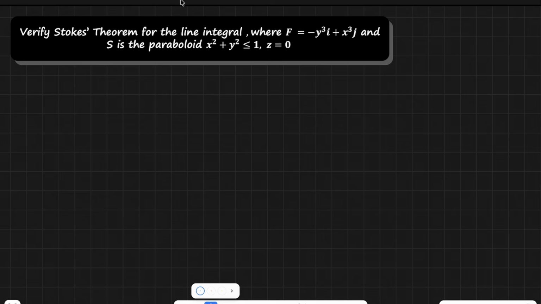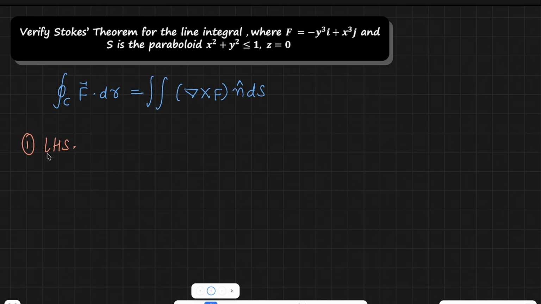Okay, let's take one more question in which the same thing is asked, verify the Stokes theorem. If you want to verify the Stokes theorem in this case also, you have to solve both portions like this. This is f dot dr, which equals the curl of f dot n cap ds. Both should be equal. Let's start with the left hand side, means the line integral portion. This is f dot dr.